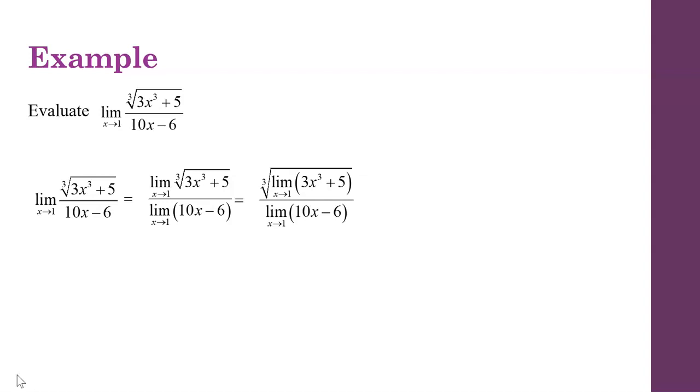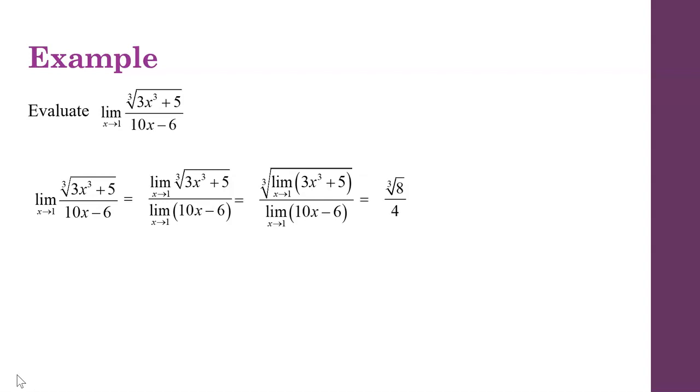I'm taking the limit of... in the denominator, 10x minus 6. And the direct substitution law says I can just plug in the number into these polynomials. So as x goes to 1, I can just plug in 1 into these polynomials, and the value I get is equal to the limit.